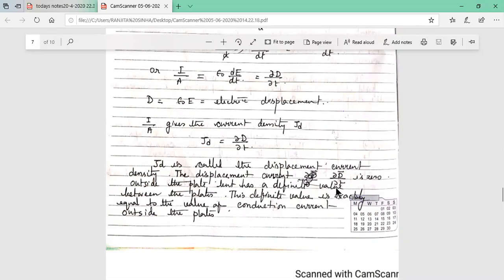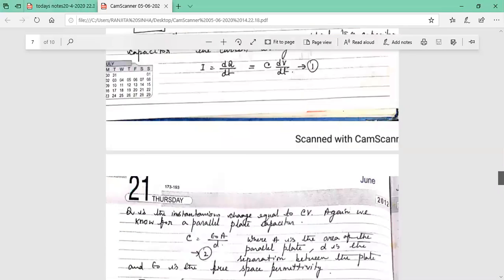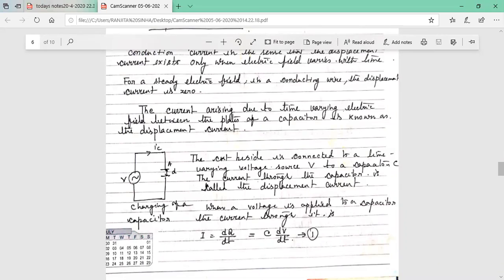The displacement current del D by del T is 0 outside the plate of the capacitor, but it has a definite value between the plates. This value is exactly equal to the value of conduction current outside the plates. So come to the figure here. What is given? The displacement current density JD exists inside the capacitor plates, not outside. Displacement current arises only between the plates of the capacitor. I is the displacement current there, and I by A is the displacement current density.